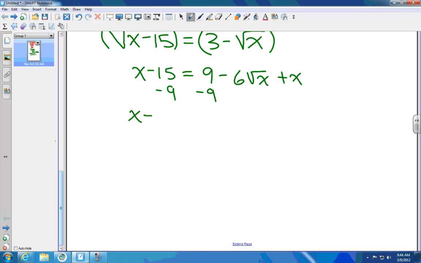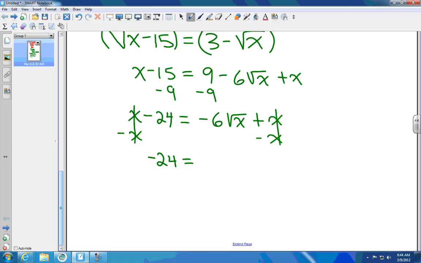So we'd have x minus 24 equals negative 6 square root x plus x. Subtract the x. What's going to happen to that? Cancel out. We have negative 24 equals negative 6 square root x. Divide the negative 6 off. So we have square root x equals 4. So now the radical's by itself.